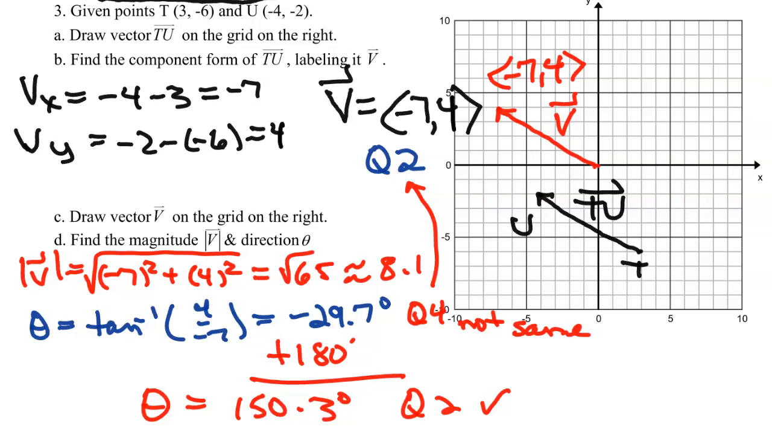When I did the angle, I got -29.7 degrees. Well, -7, 4 is in quadrant 2, but -29.7 degrees is in quadrant 4. That's not the same. Therefore, I have to add 180 degrees, and my directional angle theta is 150.3 degrees, which is in quadrant 2, and that does match up.